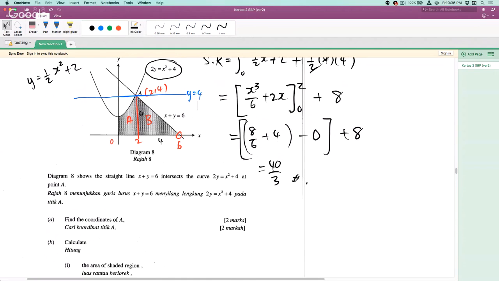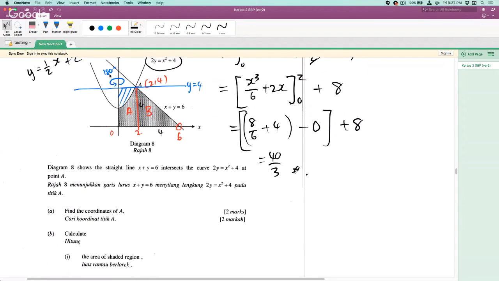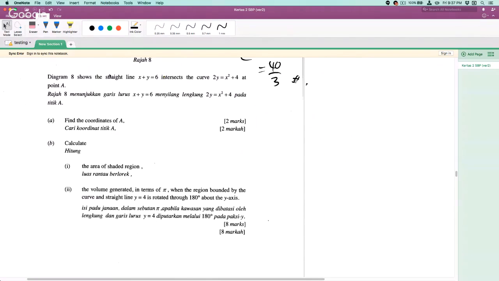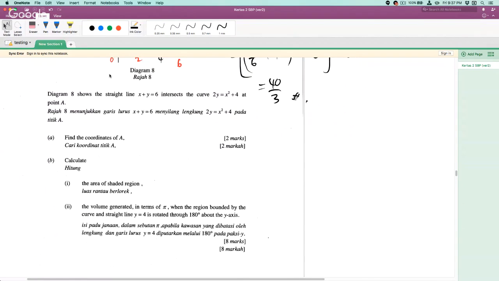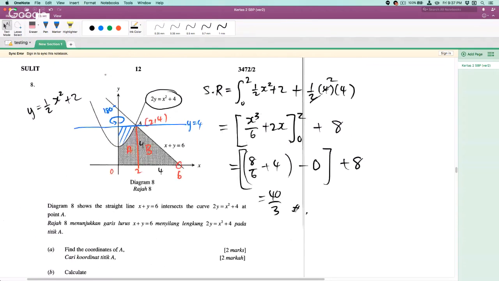The area surrounded by the curve, the y-axis and y equals 4, basically they're trying to say about this area. So this area is going to rotate on the y-axis 180 degrees. Then you need to find out what that is. Let me see, is it bounded by the curve? Okay, region bounded by the curve and the straight line. Oh, it doesn't say y-axis. That means the whole region here.